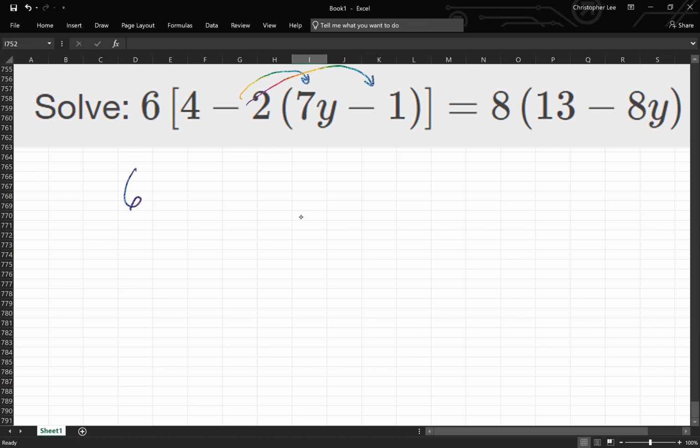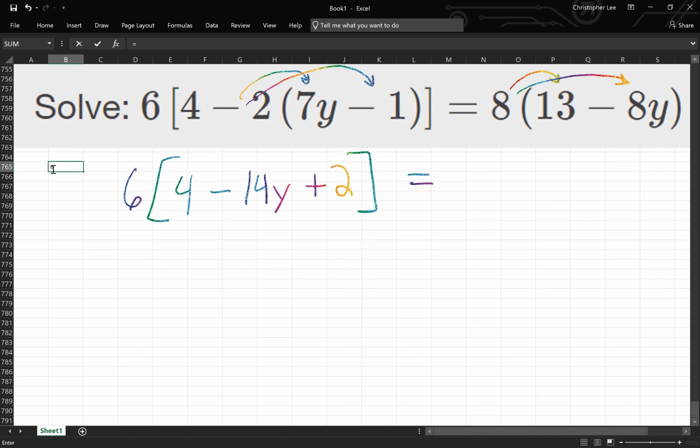So now I have 6, open bracket 4 minus 14y plus 2 bracket is equal to, and we could even distribute this 8 over here. Not gonna lie to you, I don't know what 13 times 8 is, so let's figure that out. So 13 times 8, what is that? 104 minus 64y, right? So that's my first step.